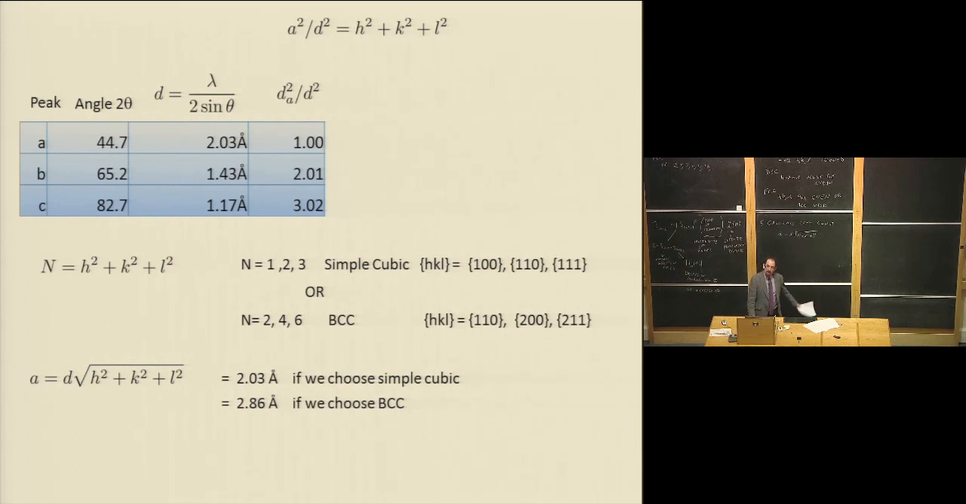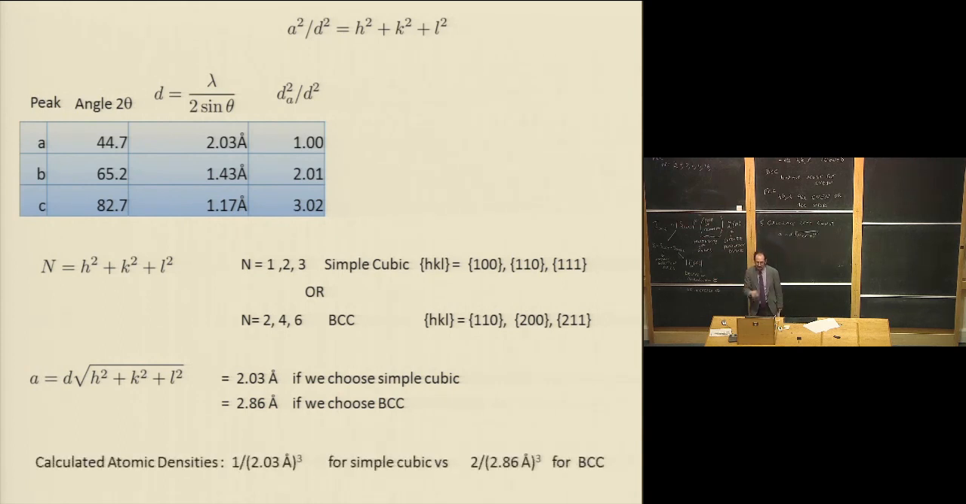Now, why does that help us? Because we don't know what the lattice constant is for iron. But it does help us because we could try calculating the atomic density. For the simple cubic case, we would have one atom per 2.03 angstroms cubed, whereas for a BCC, it's two atoms in the conventional unit cell per 2.86 angstroms cubed. And those densities differ from each other by a factor of square root of 2.